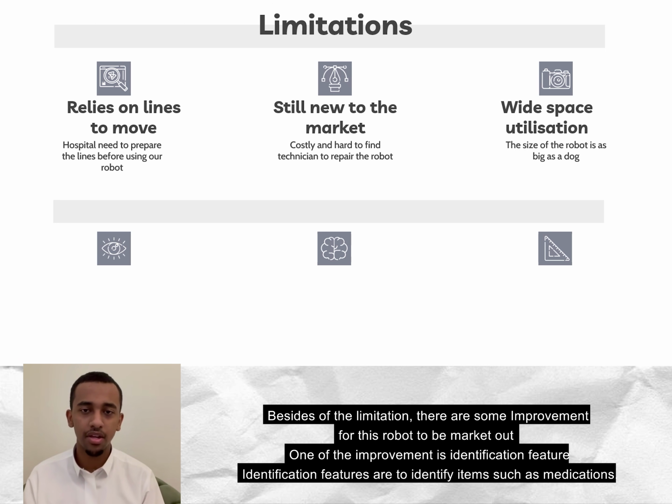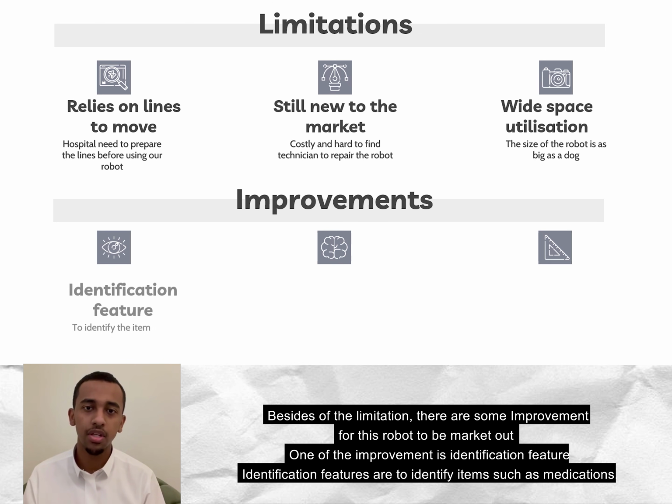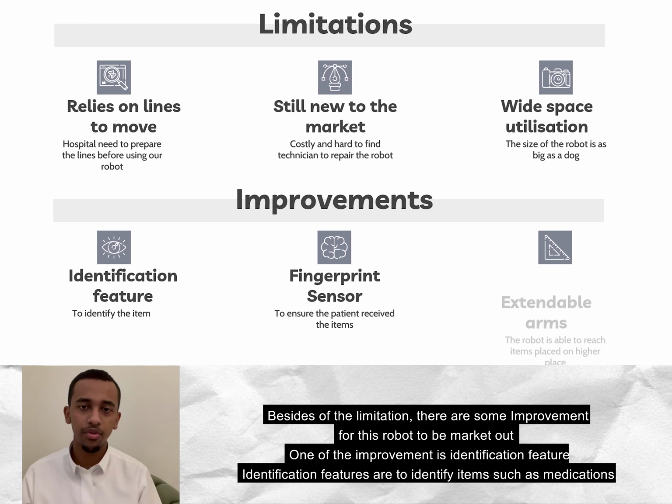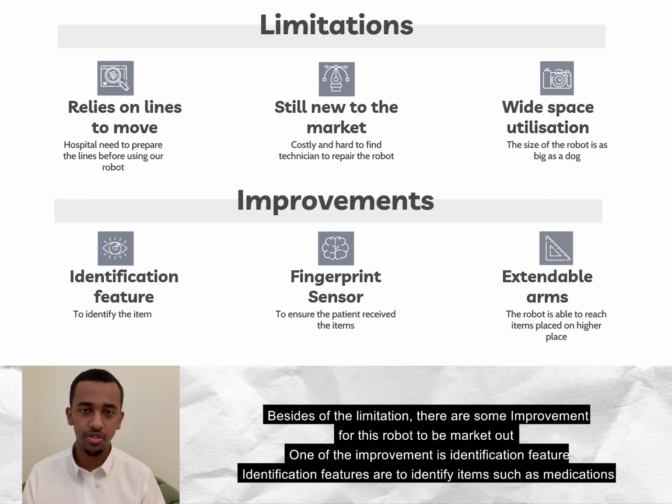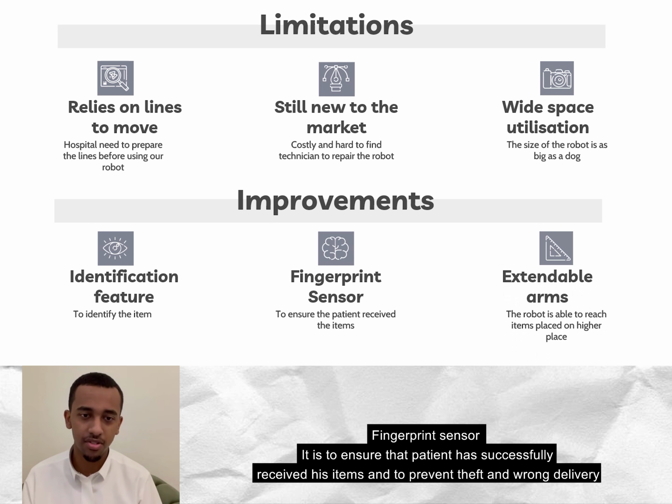Besides the limitations, there are some improvements for this robot to be market ready. One of the improvements is an identification feature. Identification features are to identify items such as medications. Fingerprint sensor. It is to ensure the patient has successfully received his item and to prevent theft and wrong delivery.